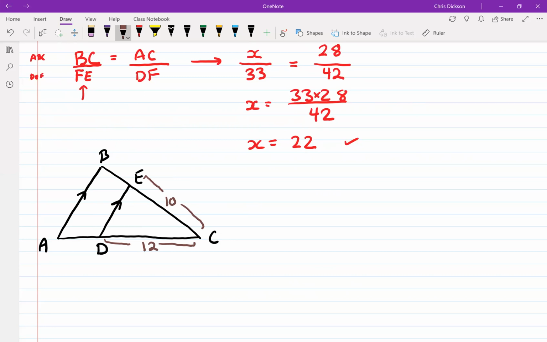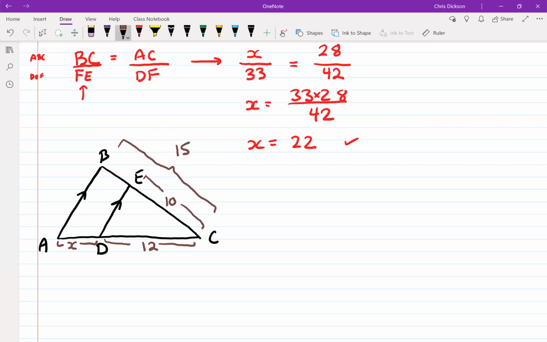And we also know that this side there is, let's say, 15. Okay, that's 15 right there. Can we find x here? Can we find that distance there? Well, let's see if they're similar first of all.